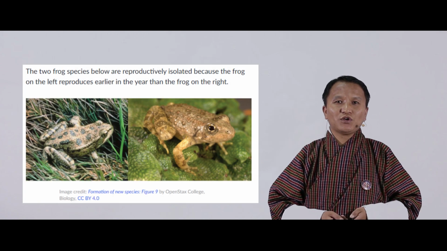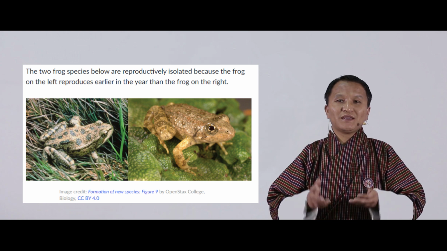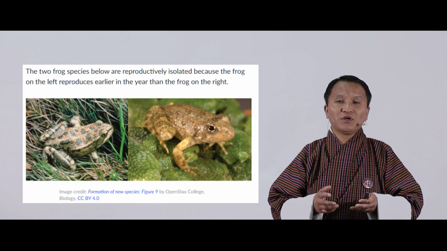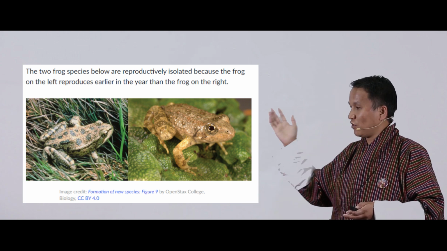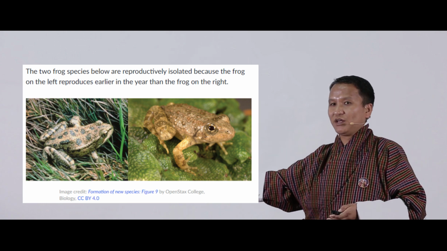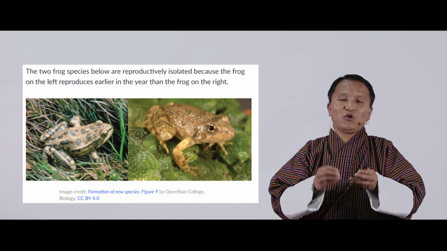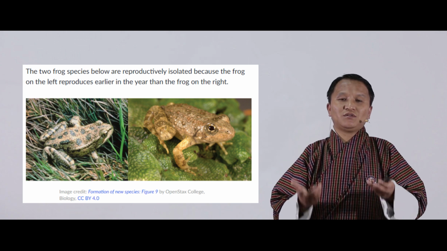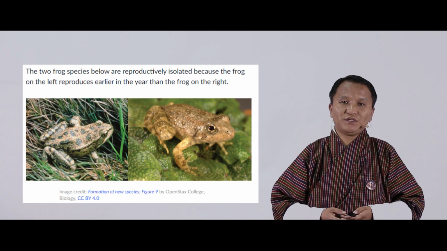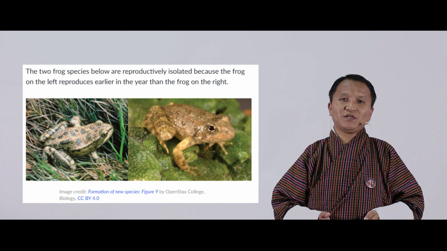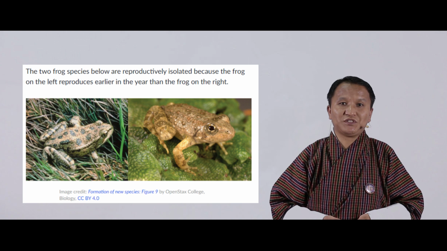And in another case, you have the frogs. The frog on the right side reproduces earlier than the frog on the left hand side. So of course, they belong to the same species, but the reproduction doesn't happen. As a result, over generations, these two frogs might become a new species. So that is called temporal isolation.